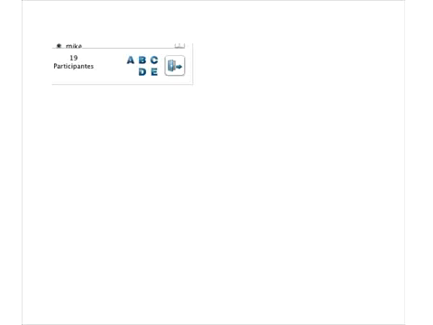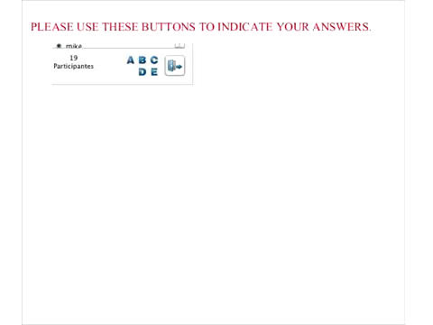All right, please use these buttons to indicate your answers. So when you indicate the answer, you'll be able to see it, I think. I'll be able to see it. Other students will not be able to see it. Please click your answer exactly one time.